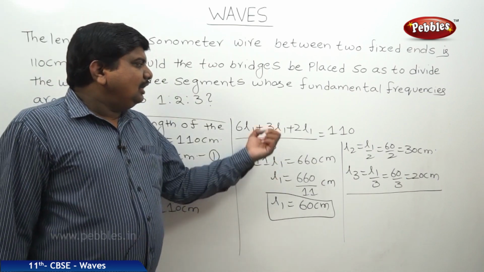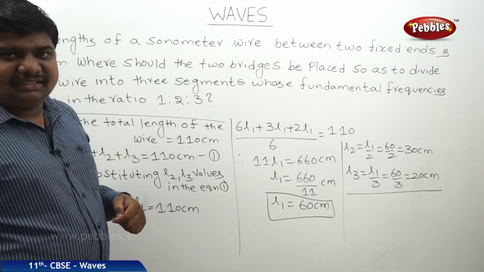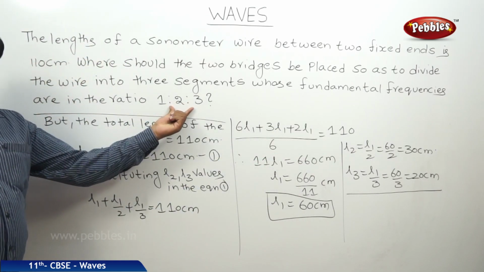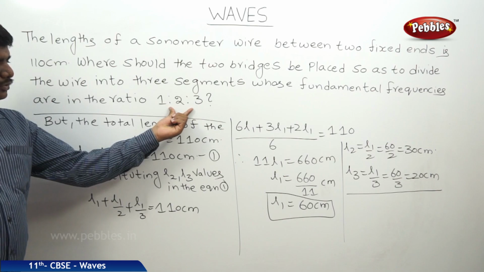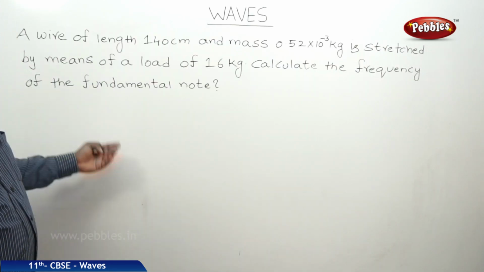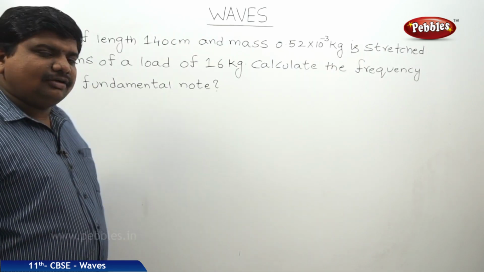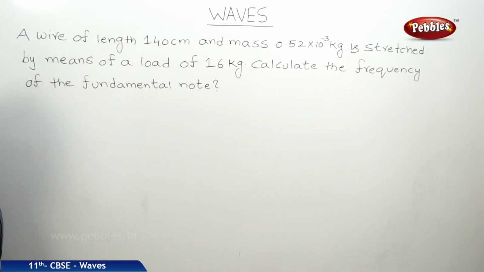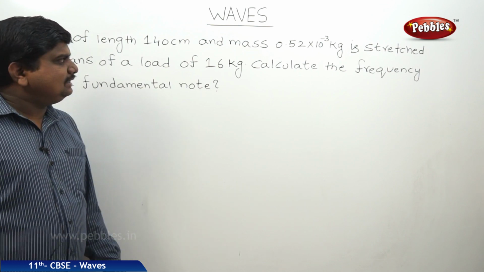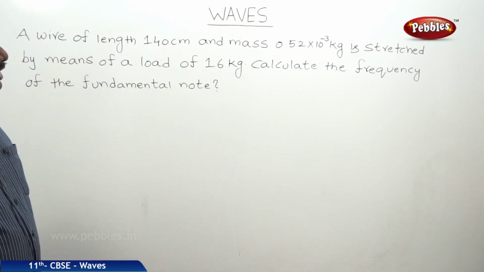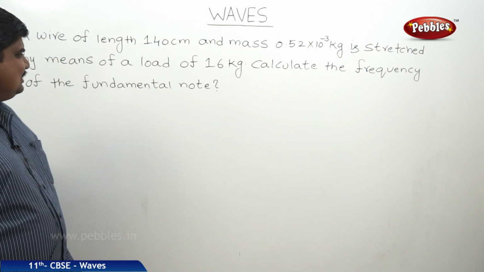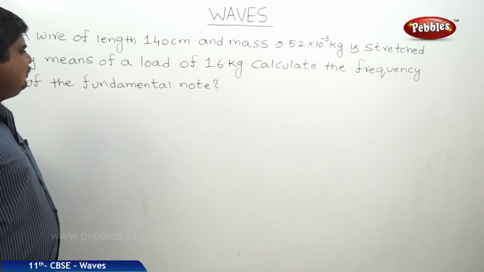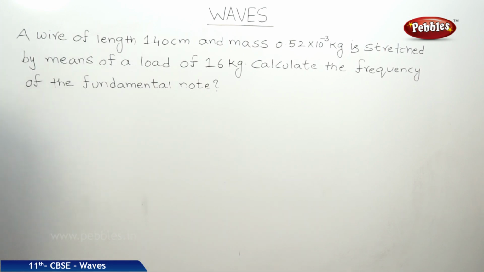Whenever the bridges are placed at these distances, the frequencies will be in the ratio 1:2:3. This is another numerical based on the concepts of fundamental frequencies of vibrations. The question is: a wire of length 140 centimeters and mass 0.52 into 10 to the power of minus 3 kg is stretched by means of a load of 16 kg. Calculate the frequency of the fundamental note.